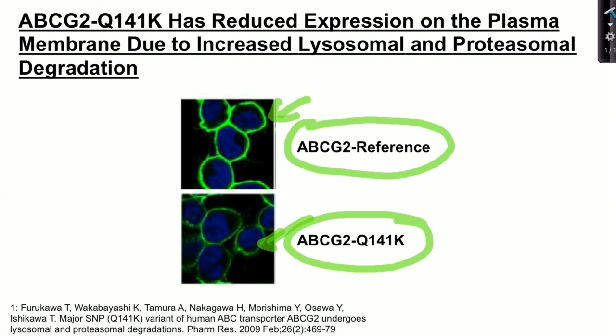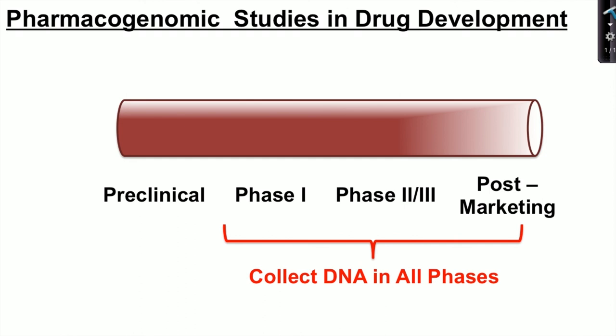It's simply not on the plasma membrane, or less of it is, to efflux the drug. They did further studies asking why less is on the plasma membrane, and found that the variant transporter, the one with the lysine at position 141, is subject to increased lysosomal and proteasomal degradation. So it's just simply not on the plasma membrane. So those are the lines of evidence for ABCG2 and for OATP1B1.